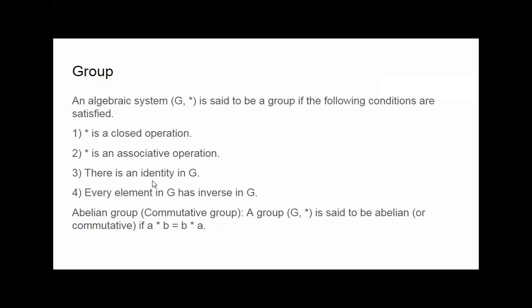Abelian group. Now what is an abelian group? Abelian group or commutative group. Now what is commutativity again? A group G star is said to be abelian or commutative if A star B is equal to B star A. Abelian means, again, if it possesses the commutative property, then A star B is equal to B star A.